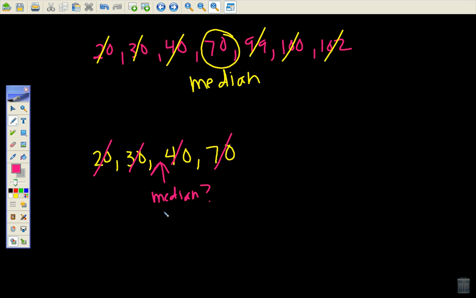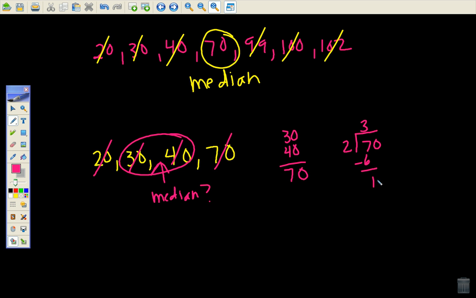I can use number sense, but I'm going to go ahead and double check. I'm going to add these two together, and I get 70. Then I'm going to divide by 2 because there was two numbers. 2 goes into 7 3 times, which is 6. Subtract. 2 goes into 10 5 times. And I have nothing left over, so it is indeed 35 is my median, which I can tell that halfway between 30 and 40 is 35.